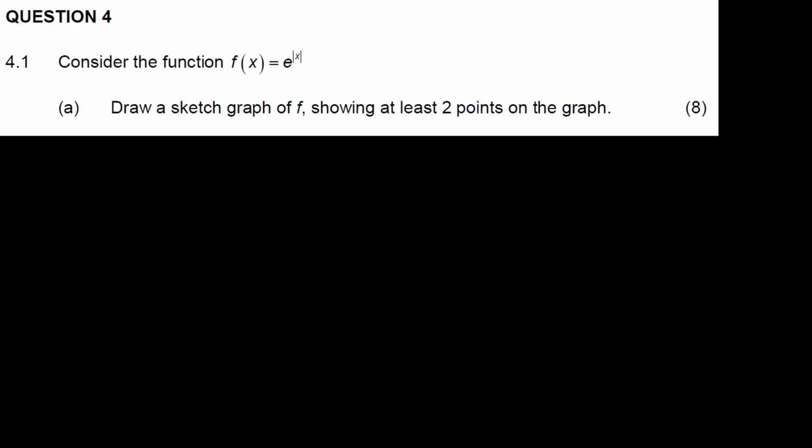Question 4.1. Part A for 8 marks. Consider the function f of x equals e to the power of mod x. Draw the function as a graph and show at least 2 points in the graph.